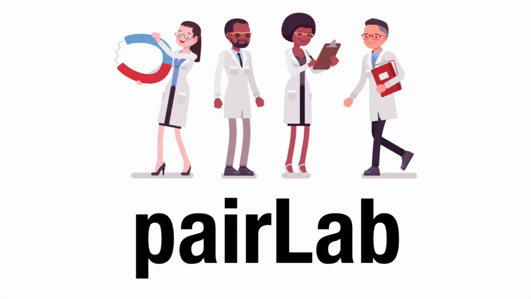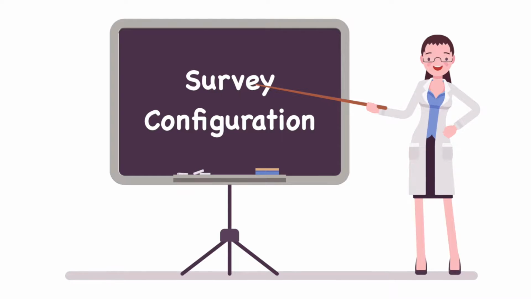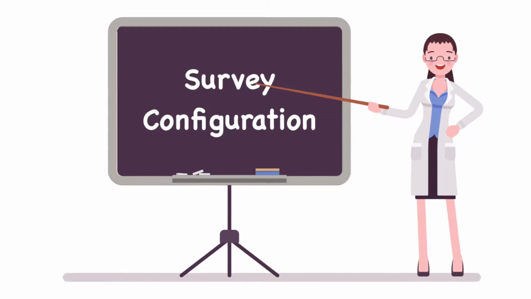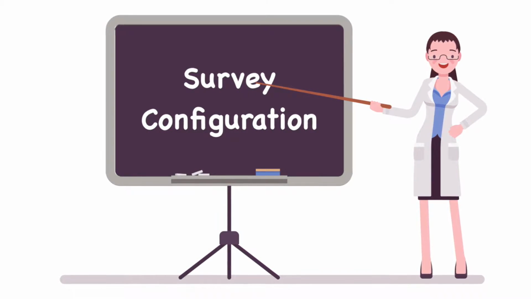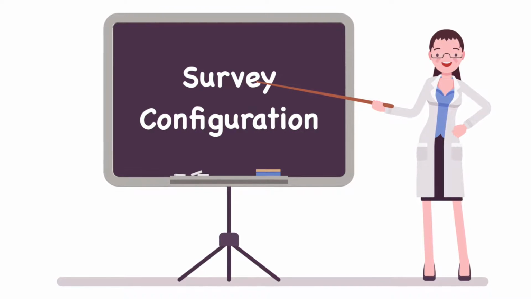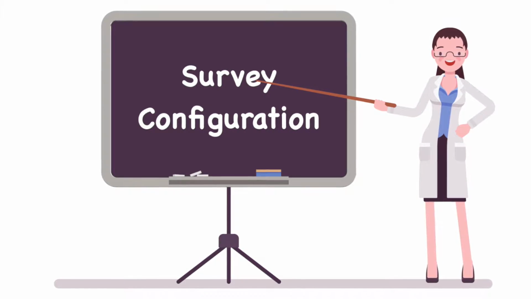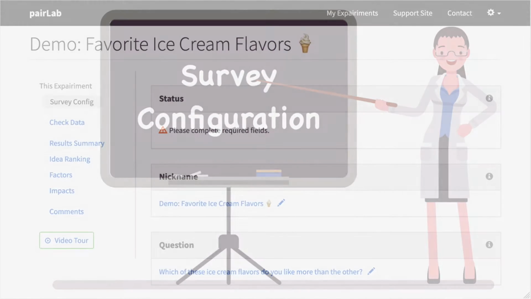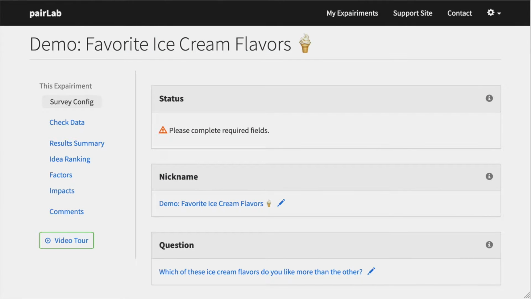In the experiment overview video, I talked about the three tools that together make an experiment: survey configuration, check data, and results. In this video, I'll talk about the first, configuring a survey, and I'll use the favorite ice cream flavors demo survey as my example. Now each new account comes with that demo survey, so you can follow along with yours as I go through it. Here is the survey configuration page.